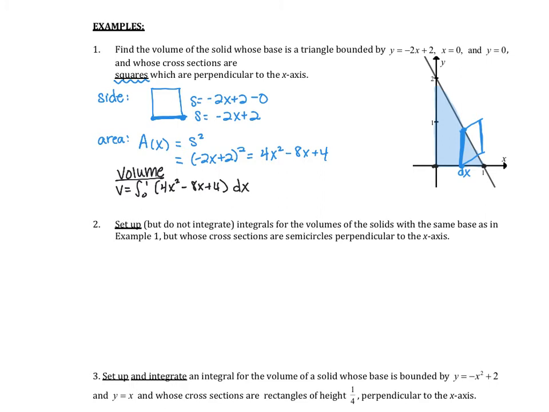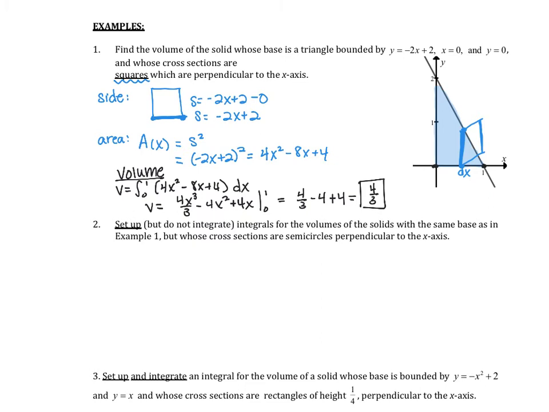So if I want to find the volume now, I'm just taking the antiderivative. My volume is 4x cubed over 3 minus 4x squared plus 4x, and I'm evaluating it from 0 to 1. The 0 is nice, it cancels everything out. So I would have 4/3 minus 4 plus 4. So I know the volume of this shape is 4/3. Okay, questions on that? All right, let's move on.